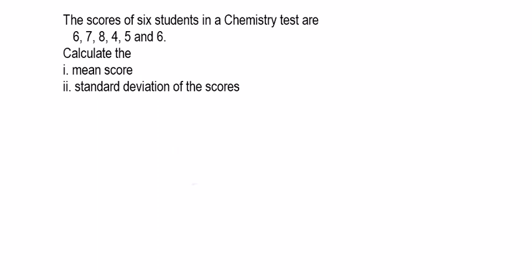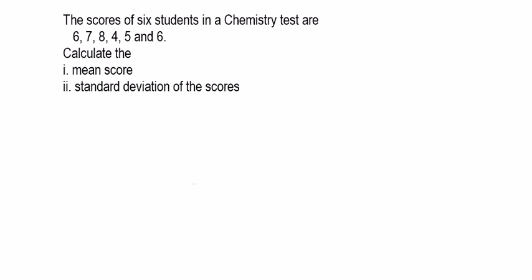Hello! In this video, I'll be teaching you how to calculate the mean and standard deviation of an ungrouped data. Let's take a look at the question here. The scores of 6 students in the chemistry test are 6, 7, 8, 4, 5, and 6. We are to calculate the mean score and the standard deviation of the scores.